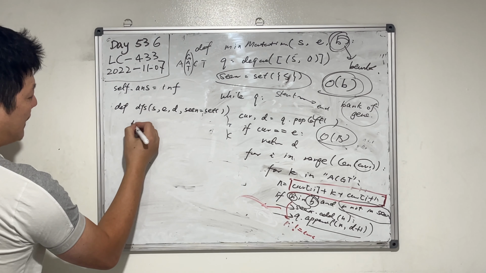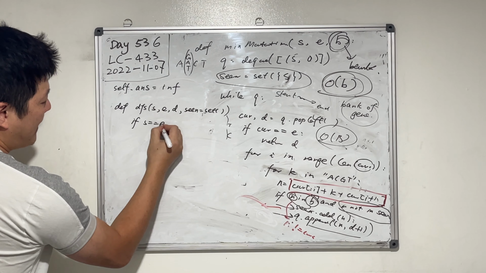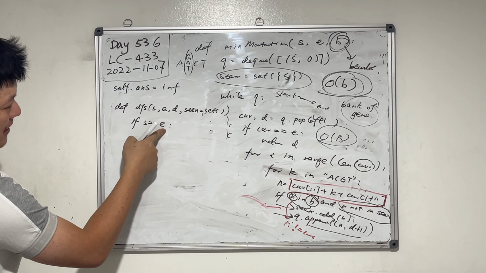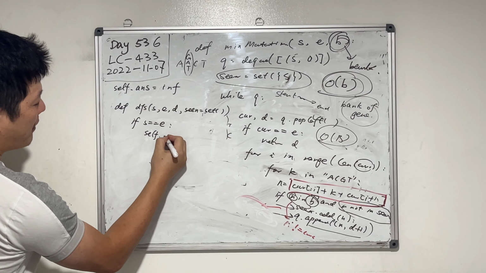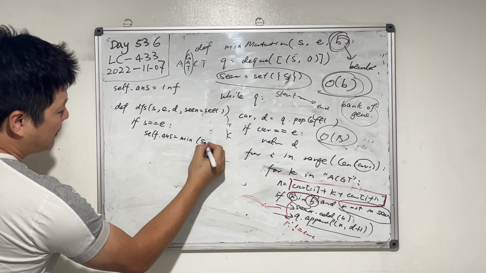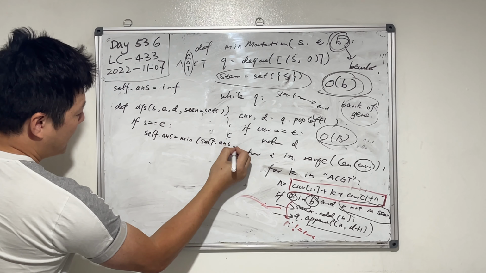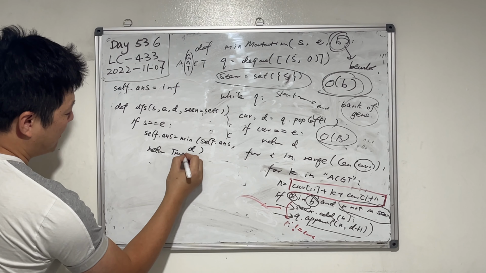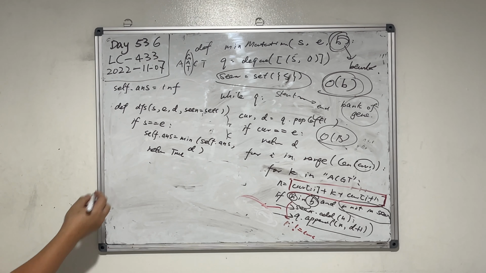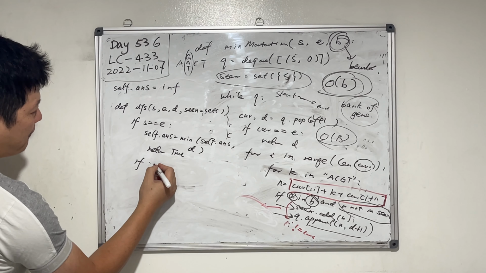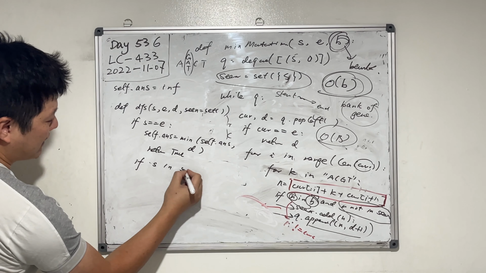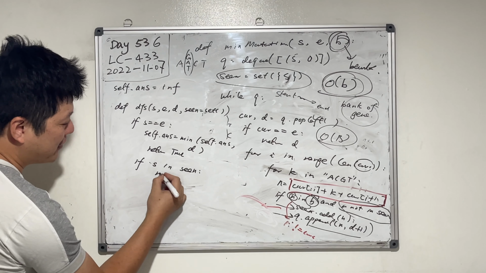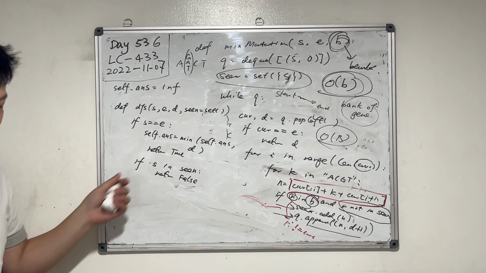If start equals n, then we have visited the destination n. So we need to remember the current distance, which is to save the answer. We want to get the minimum, and then return. You can return true to say we found it. If not, if the current node is in the seen set, meaning we have seen this before, then we return false. This is the pattern.